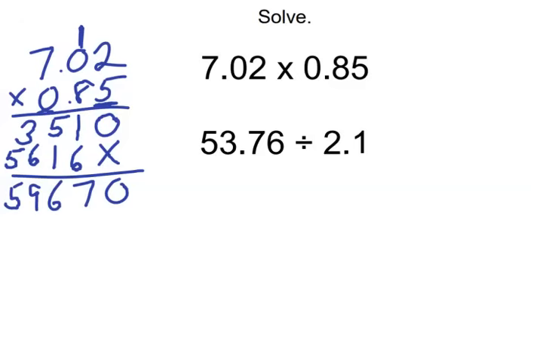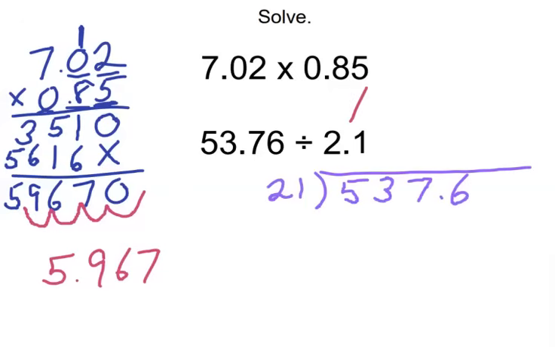How many places do we have to move over as far as a decimal? 1, 2, 3, 4 places. So we're going to move the decimal over 1, 2, 3, 4 places, which ends up being 5.967, and we could put the 0 if we want to. All right, so there it is, 5.967.